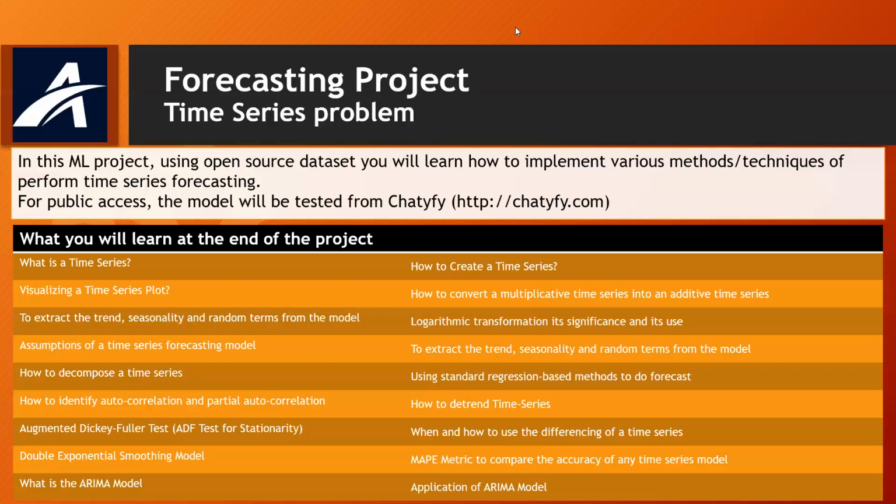All right, so what you're looking at right now is what we plan to cover. This problem is a time series problem. So we will learn what time series is and how to create a time series and visualize it, yeah? And then get to understand what we mean by trend, seasonality, and axis, certain terms in relation to a time series problem. What are some of the assumptions of any forecasting model?